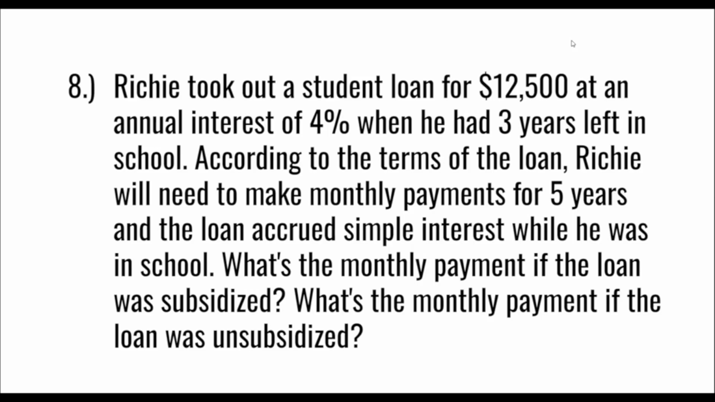So for finding the monthly payment, we're using the same formula for monthly payment. It's our principals that are going to be different between the two formulas. Everything is going to be the same except for the principal. The principal for subsidized will be the original principal of $12,500. But the principal for unsubsidized will be $12,500 plus the simple interest gained over the 3 years that Richie was still in school. So, all right, let's go ahead and do these problems together.